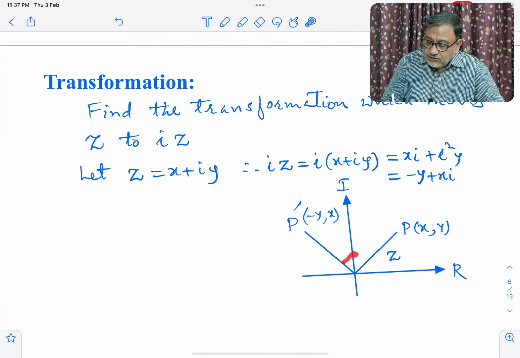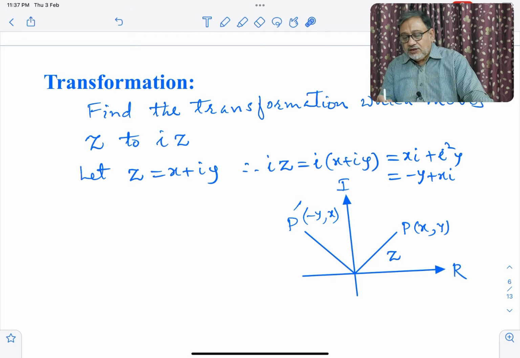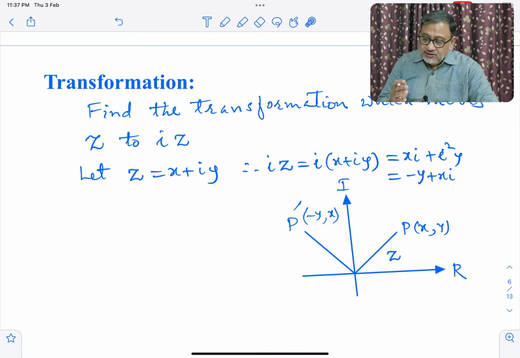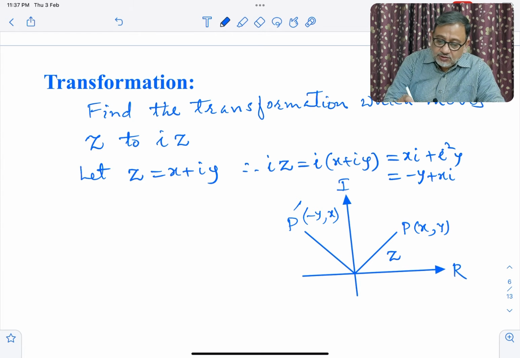Now what is the angle between them? It will be exactly 90 degrees, anti-clockwise. Why is it like that? Because the x coordinate becomes y coordinate and y coordinate becomes x coordinate, and the sign of x coordinate changes. So when the sign of x coordinate changes, it will be reflection in the imaginary axis. And we are going to get P dash, the second complex number. So therefore this is 90 degrees.